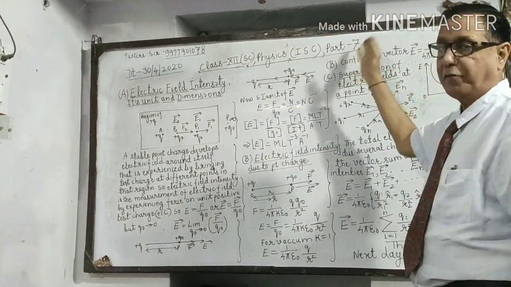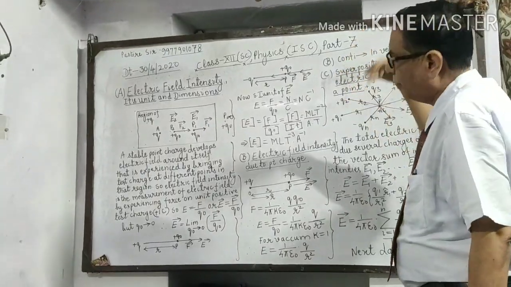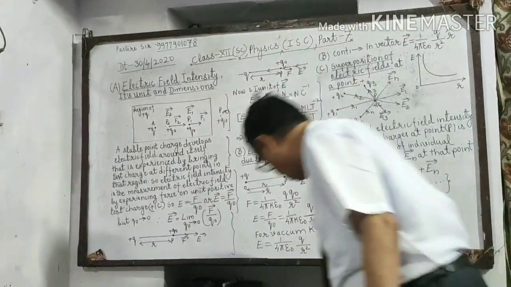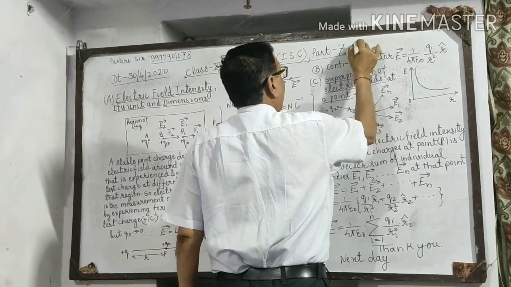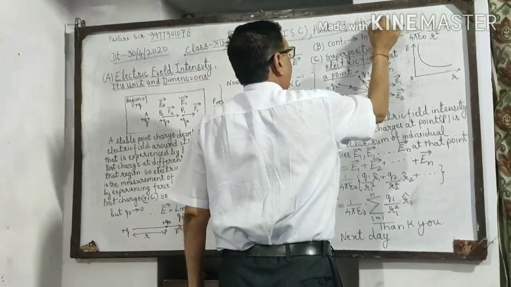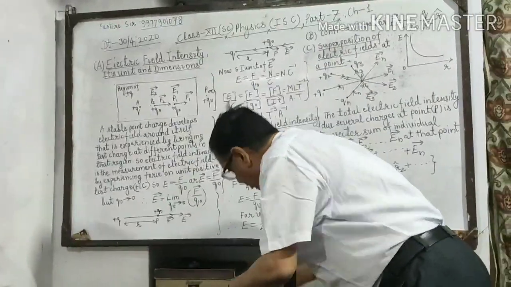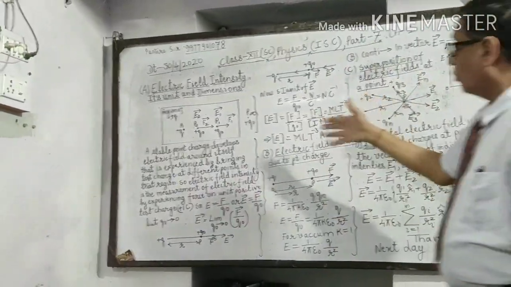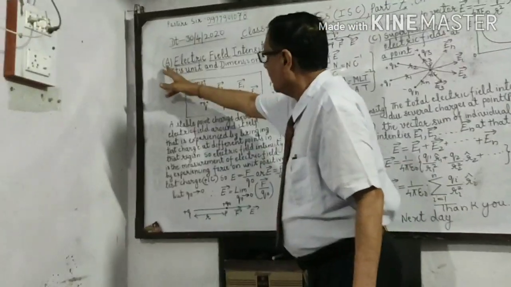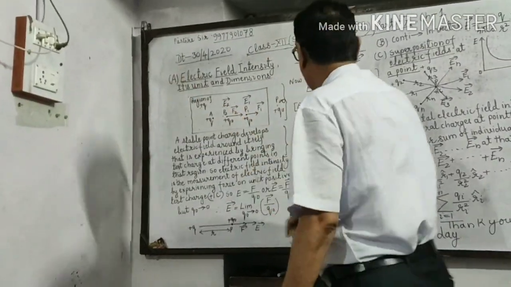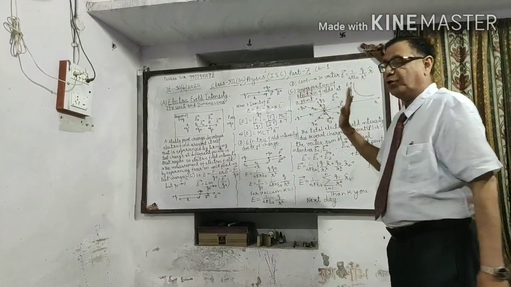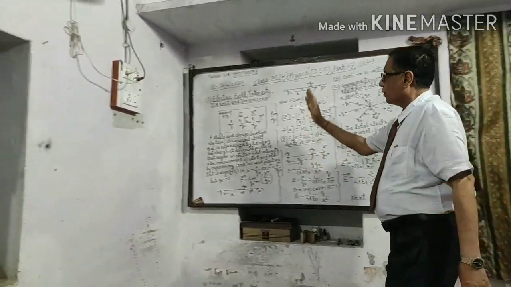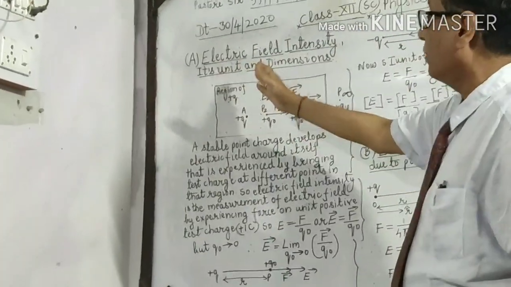This is part 7 of chapter 1. I have not written chapter 1 here, but actually it is chapter 1. It is a lengthy chapter, so this total thing is divided into parts A, B, and C. Three parts are there. The A part concerns the electric field.